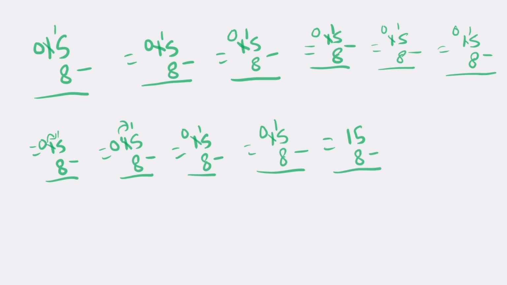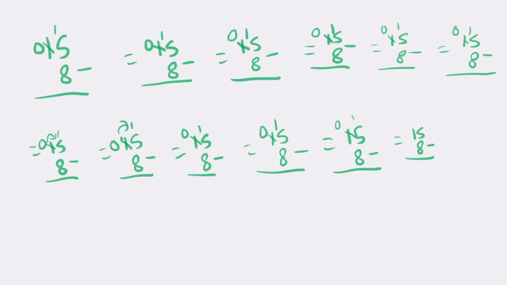So 15 minus 8, what would that be? You'd take a 1 out, put it there, make that a 0 now, because you carried the 1 to make 15. So now that leaves us with 15 minus 8.